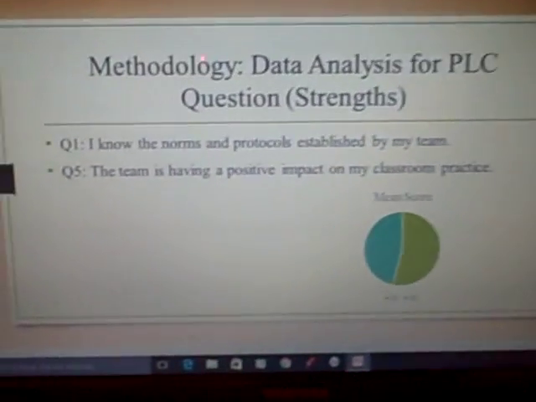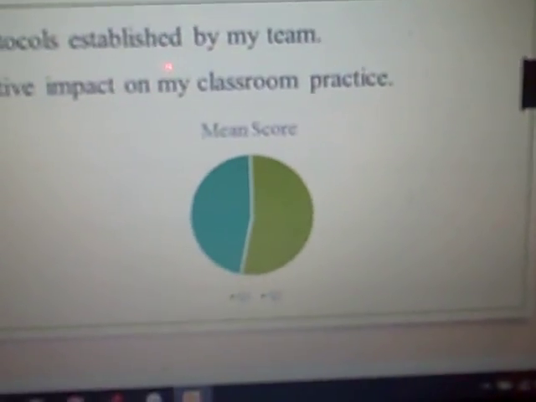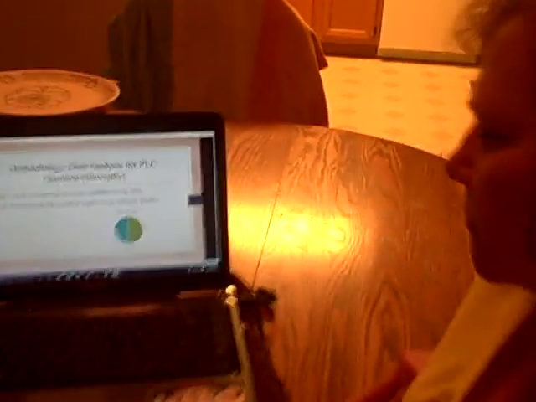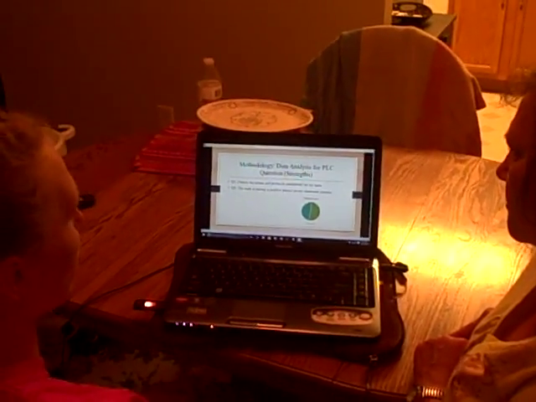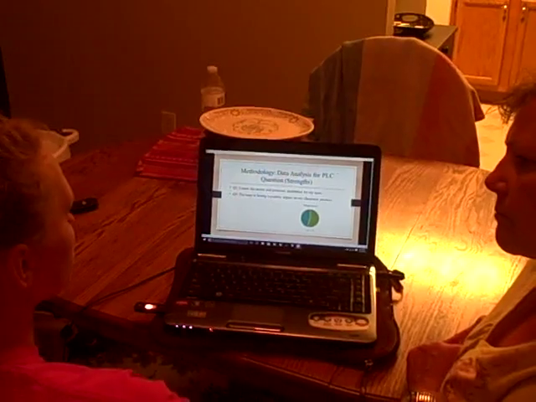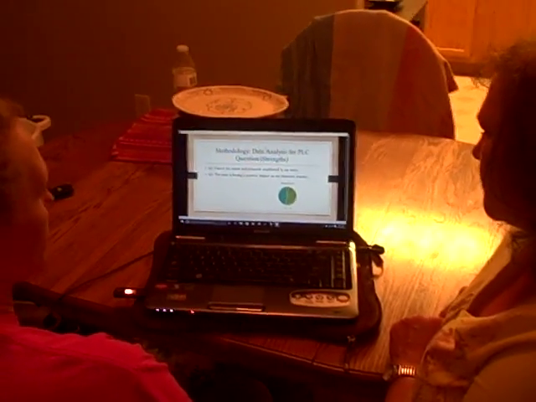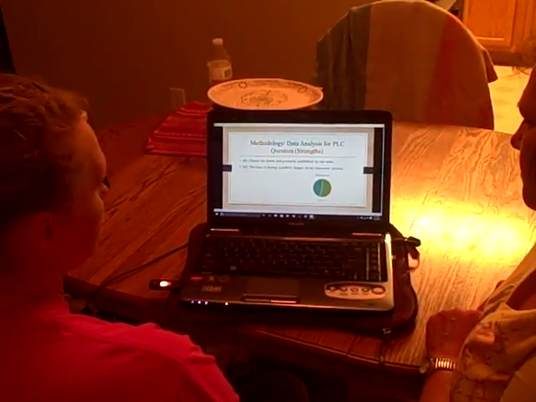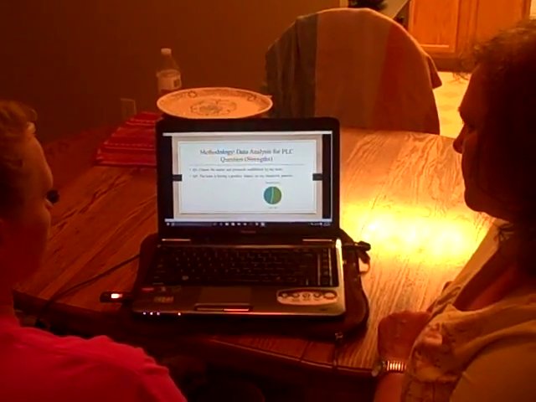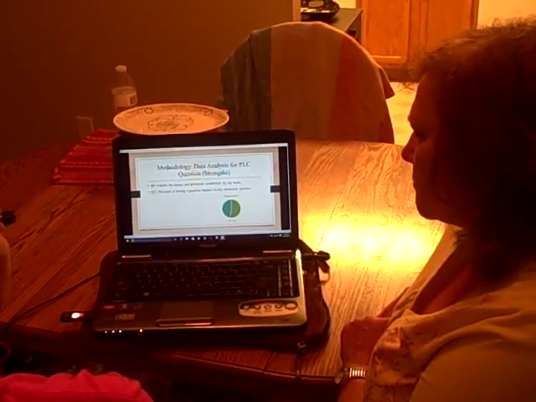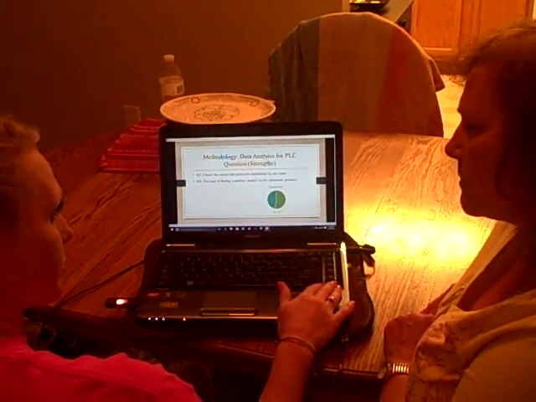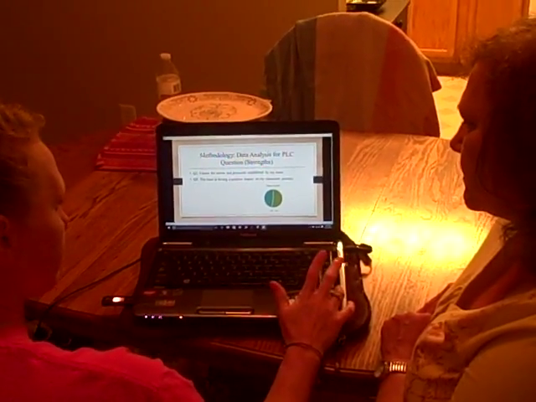So for the strengths, question 1 and question 5 were the biggest strengths that I found based off of this survey. Question 1 was: I know the norms and protocols established by my team. So actually knowing the protocols and the norms that we come up with is not the issue. Question 5 was: The team is having a positive impact on my classroom practice. So the 7 of us, the 7 teachers, are having a positive impact on classroom practice based off of the survey.